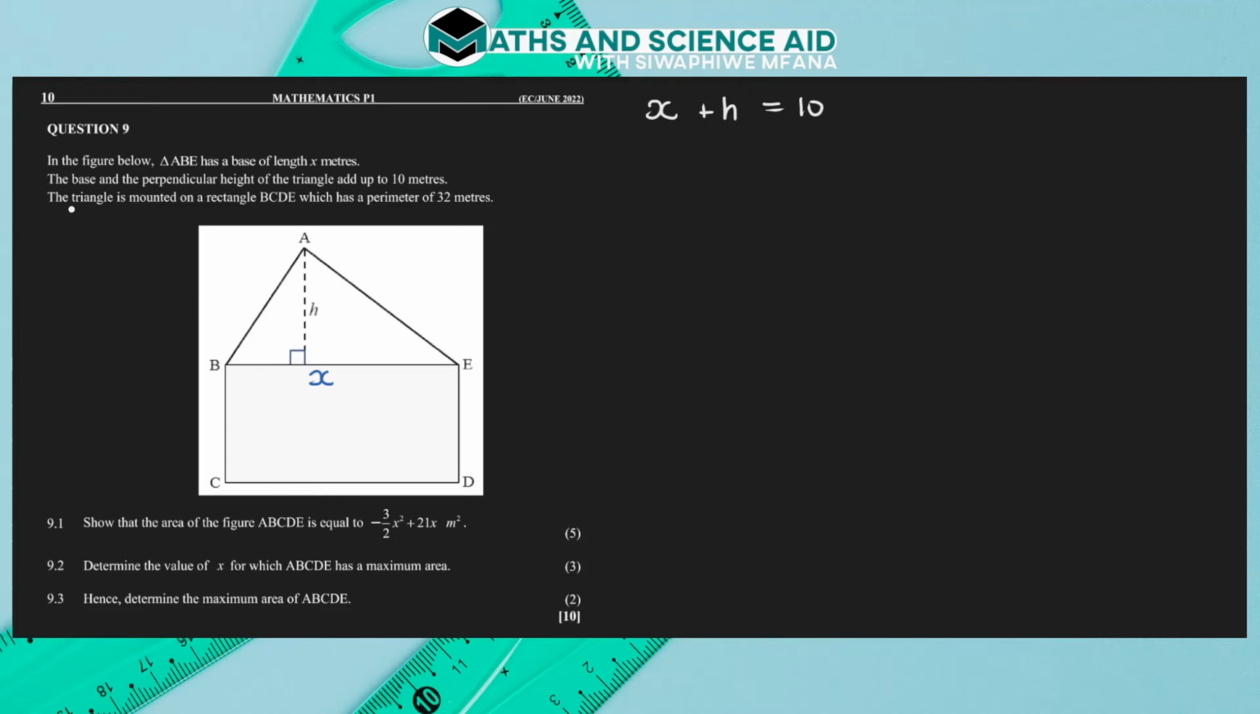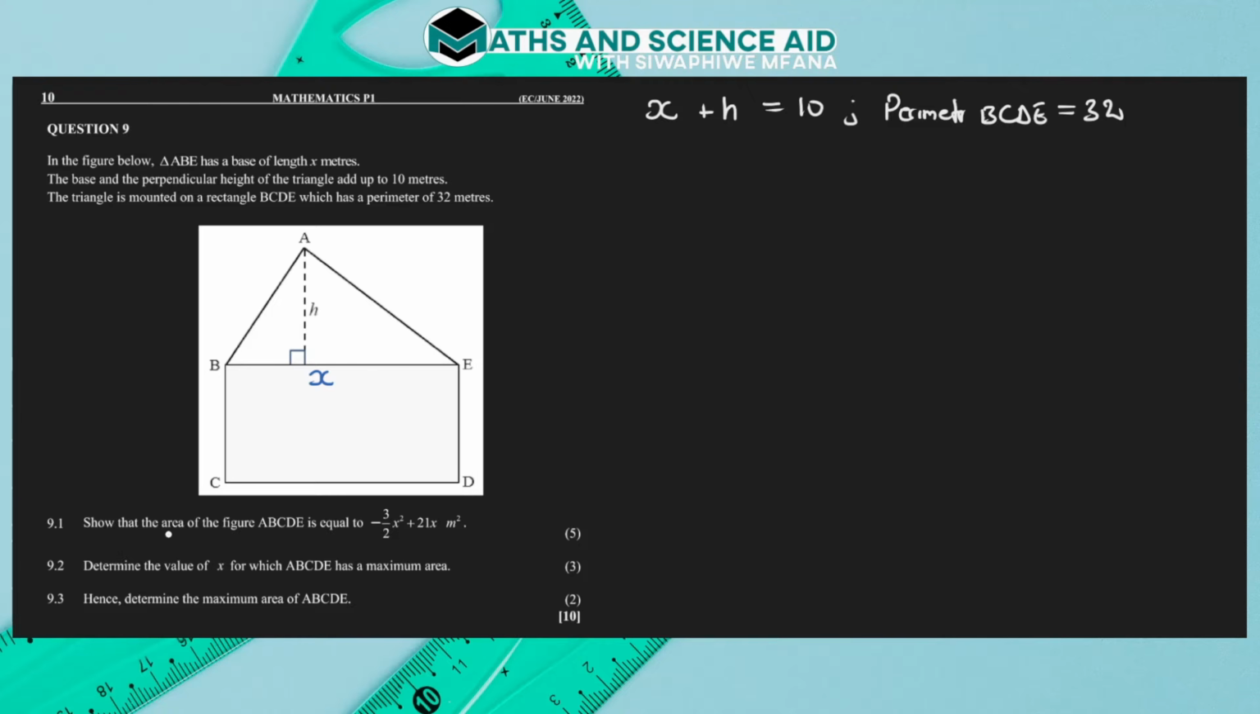And then the last part of the statement says the triangle is mounted on a rectangle BCDE, which has a perimeter of 32 meters. Well, I think that sounds very important as well. So we are being told that the perimeter of the rectangle BCDE equals 32 meters. Now, let us go straight into the first question.